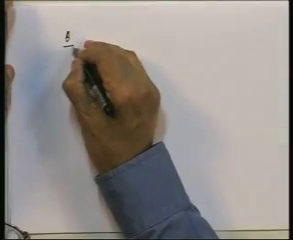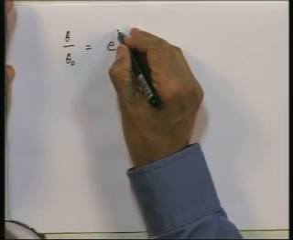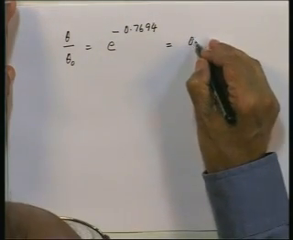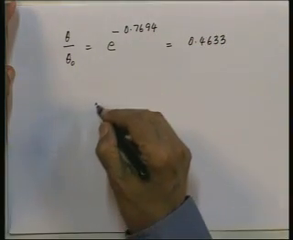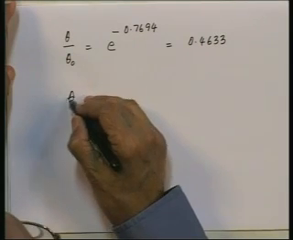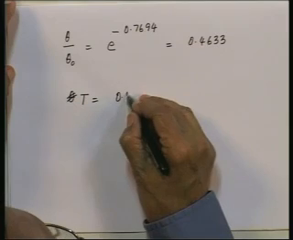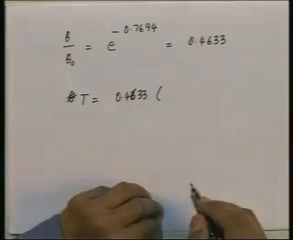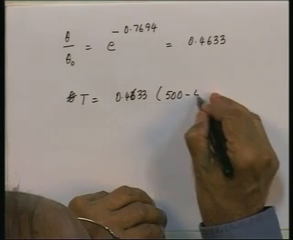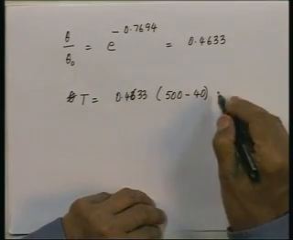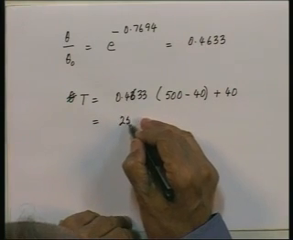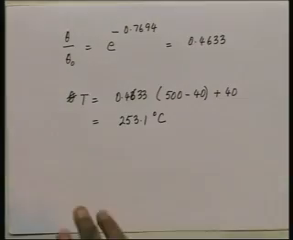Now, let us plug into our relation. So, we get theta by theta naught is equal to e to the power of minus 0.7694, which is equal to 0.4633. Therefore, theta, or rather T, the temperature T, is equal to 0.4633 multiplied by T 0 minus T f, that is 500 minus 40, plus T f, that is 40, and that comes out to be 253.1 degrees centigrade. So, that is the answer to the problem.